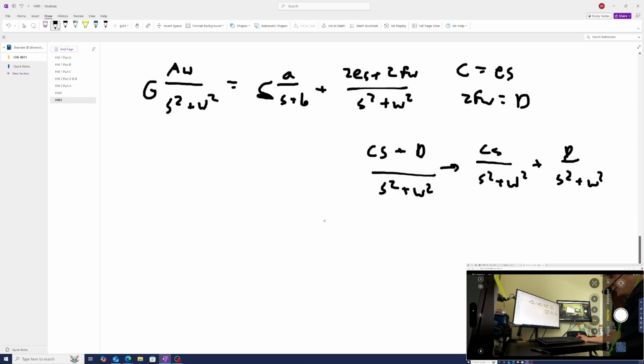Taking the inverse Laplace transforms of these, we get our coefficient, so C times the cosine of omega t, plus w over s squared plus w squared is the inverse Laplace of the sine. However, since there's no w up here, we'll have to include it in our coefficient. So D over w times the sine of omega t.